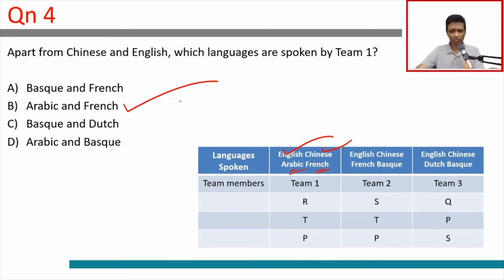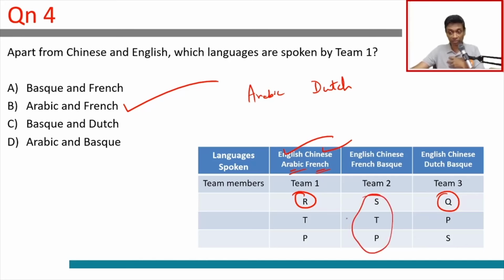Lovely set. Very doable. The key here is to start with Arabic and Dutch. Spoken by only one each. That gives us R and Q, and R and Q can be nowhere else. If we figure out that there have to be 3 members in a team, this automatically writes itself as TP, because R and Q cannot be here. And then you go step by step methodically. Once we crack the languages, cracking the teams is far simpler. And so, wonderful, wonderful set. Once again, very doable.